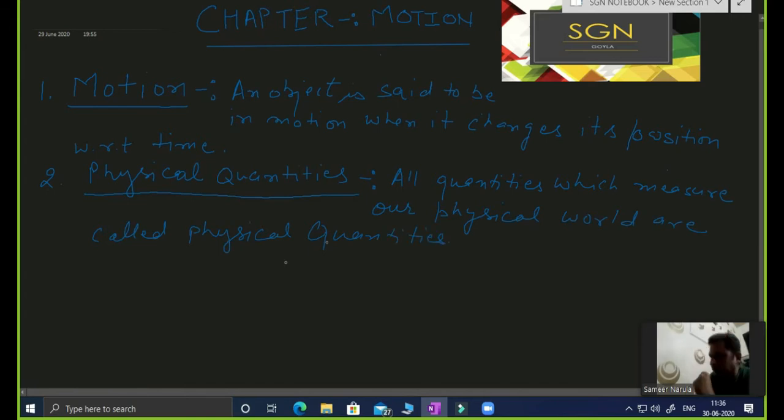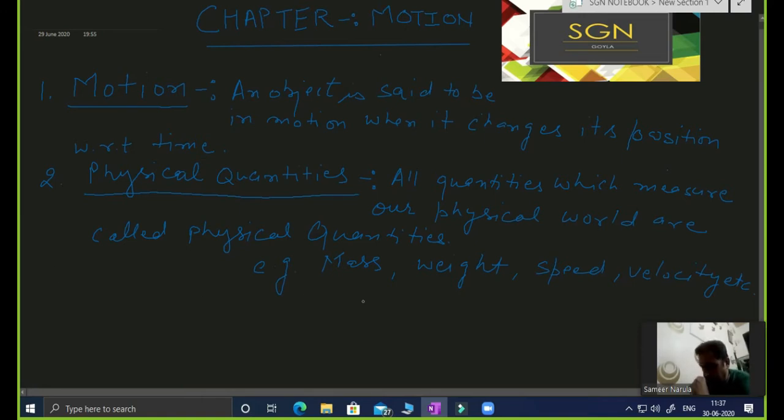Now, examples of physical quantities are mass, weight, distance, displacement, speed, velocity, etc. These physical quantities are responsible for measuring your physical world, such as how heavy an object is. So we have understood the physical quantities.